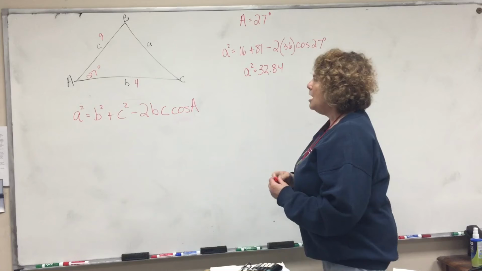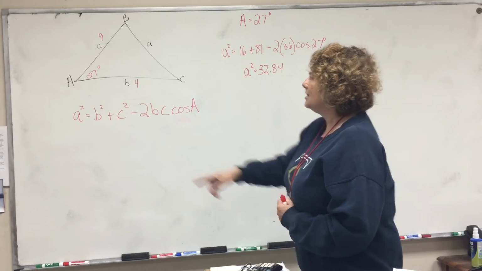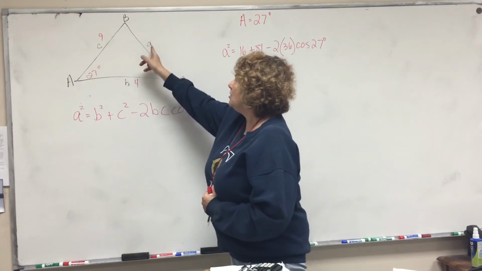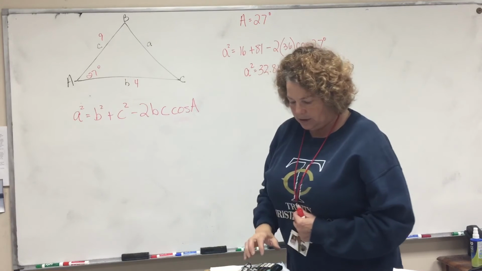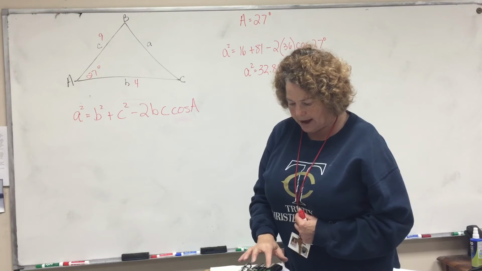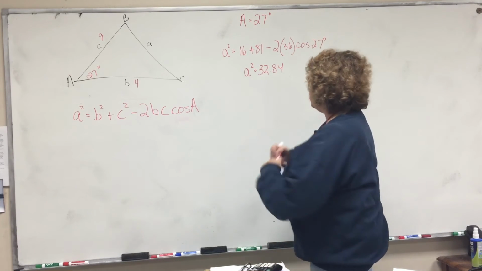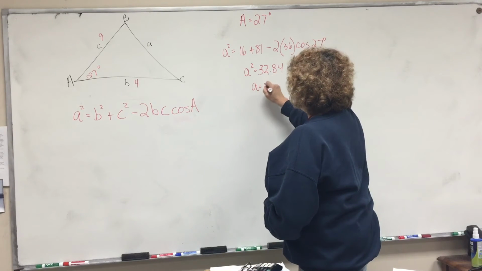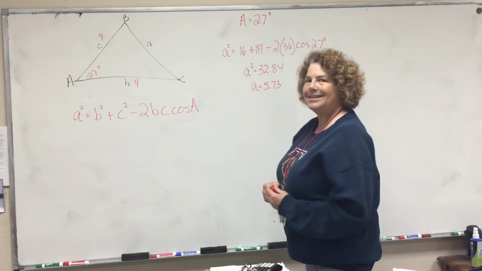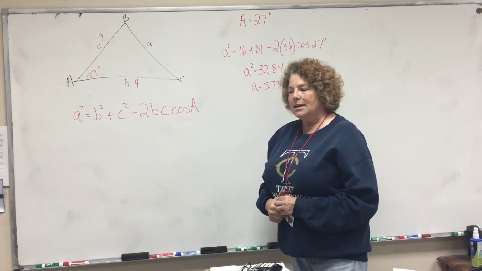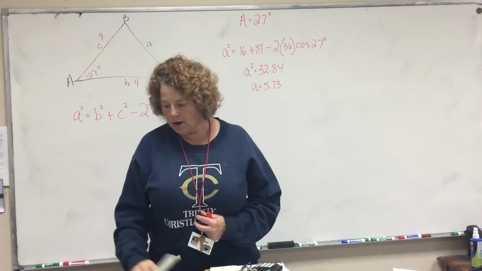Don't think that's A, because that wouldn't make much sense. This is a small angle, so this couldn't be bigger than those. So then you get the square root of that. Second square root, punch in 32.84, and you get 5.73. So A is 5.73, which makes sense. Okay? So that's how you do the Law of Cosines.